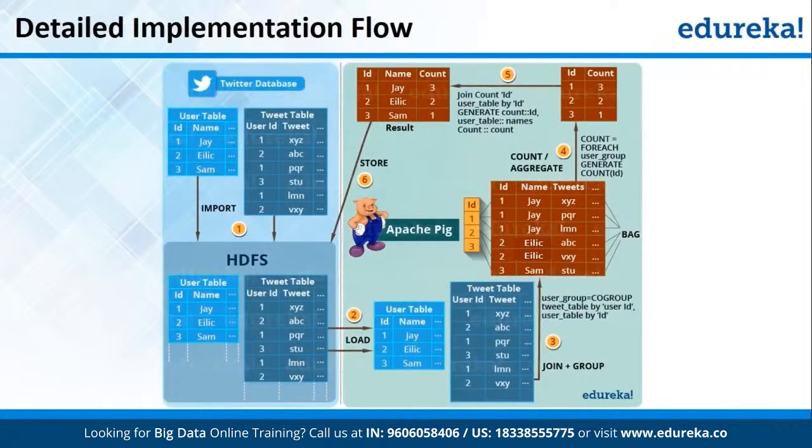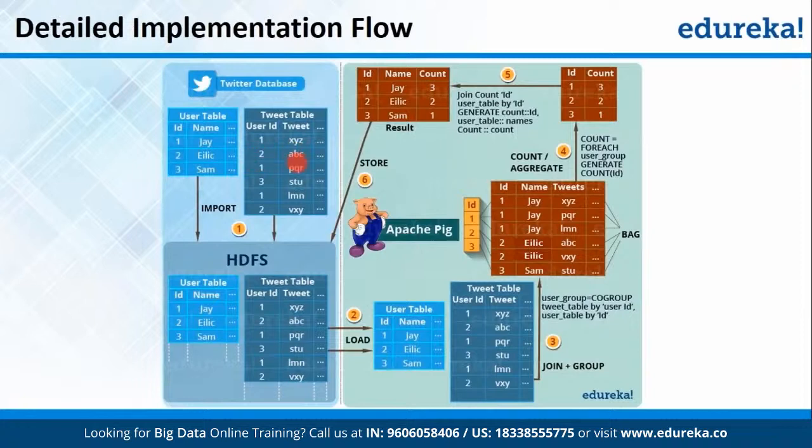So this is the detailed implementation, as you can see on the screen. Let's start from the Twitter database, which had two tables, the user table and the tweet table. The user table had the details of all the users along with their user ID. For example, user ID 1 was Jay, user ID 2 is Alec, and user ID 3 is Sam, right? When we come to the tweet table, it had details of all the tweets that were posted on Twitter. For example, the XYZ tweet was posted by user ID 1. Similarly, the ABC tweet was posted by user ID 2, right?